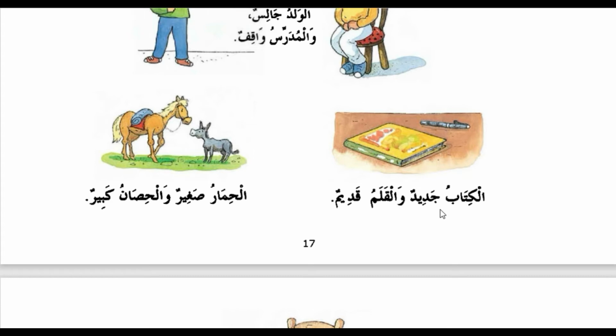الكتاب جديد والقلم قديم. The book is new and the pen is old. الحمار صغير والحصان كبير. The donkey is small and the horse is big.